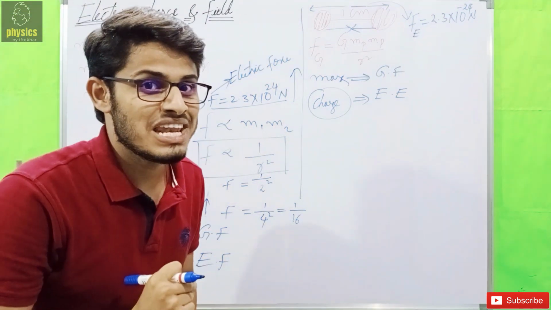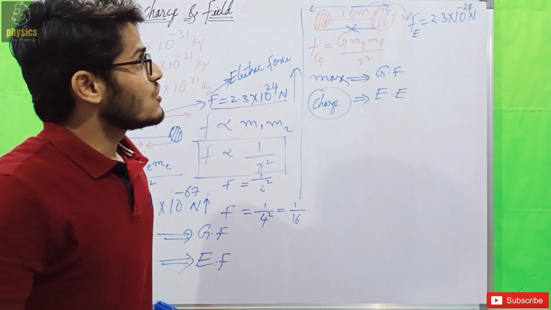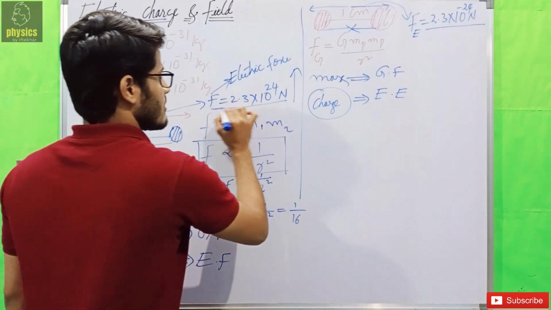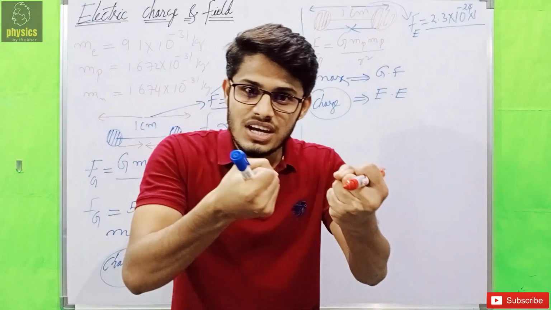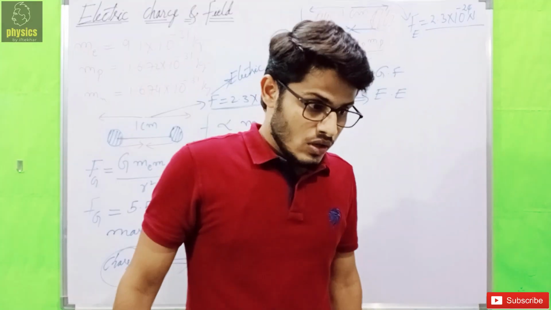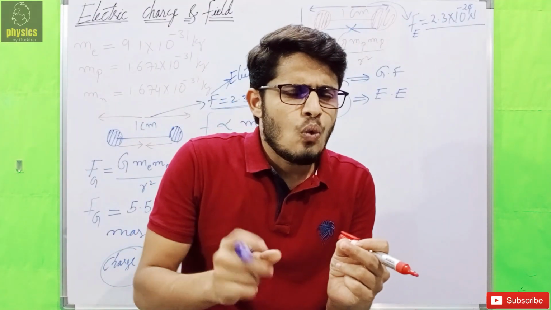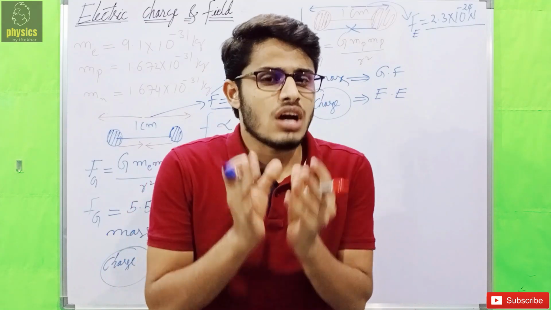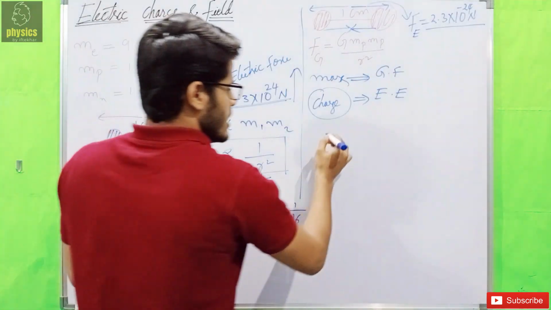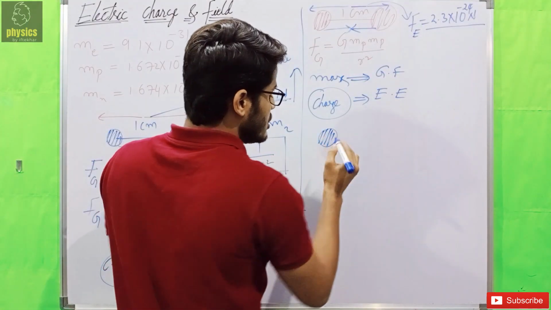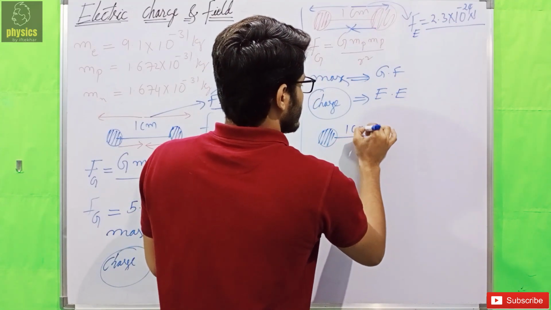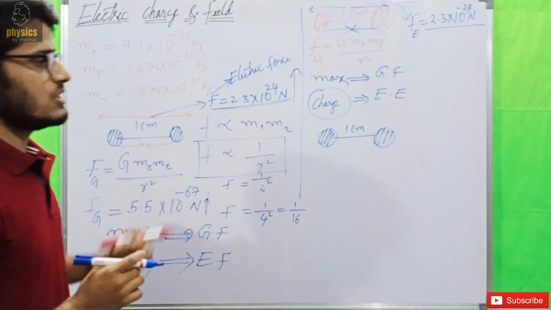How come you are saying that? Because the force of repulsion is the same in both cases. If the same amount of charge is there, the repulsion force will be the same. Now let's find out whether the neutrons have charge or not. Same experiment: take two neutrons, 1 centimeter apart from each other.